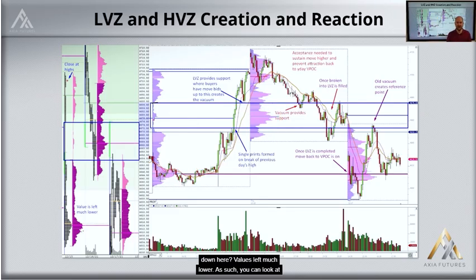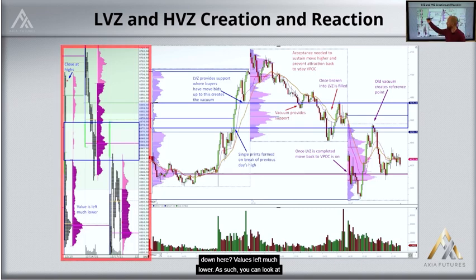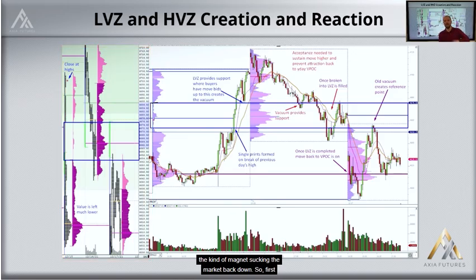What do we see down here? Value is left much lower. As such, you can look at this vacuum and think to yourself, I actually am more inclined to think we will trade through it than we will use it as support. Reason being, value is much lower. That's a kind of magnet sucking the market back down. So, first attempt, can we get inside it? No, it does provide some support.